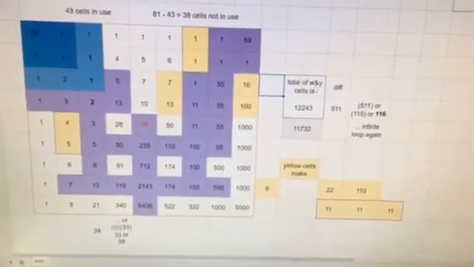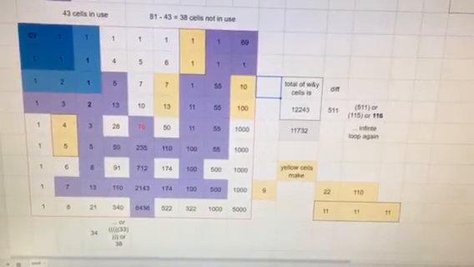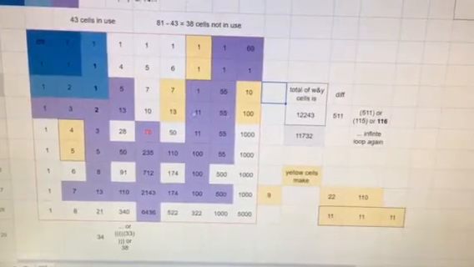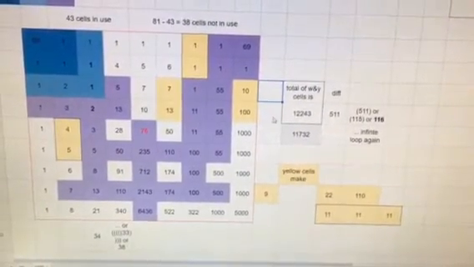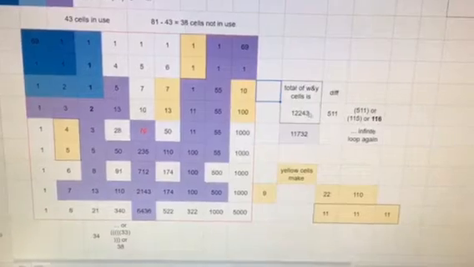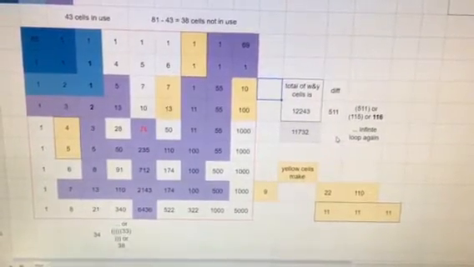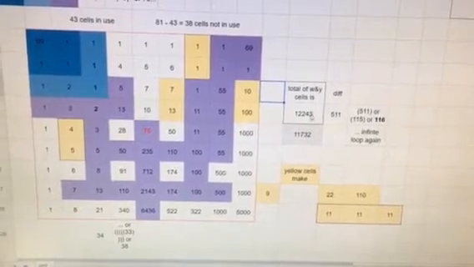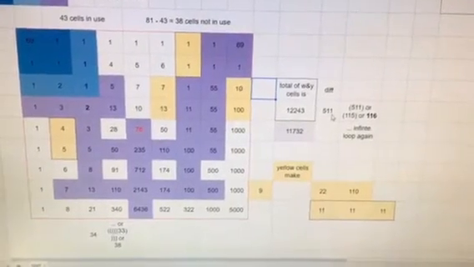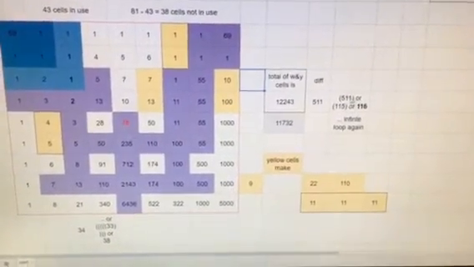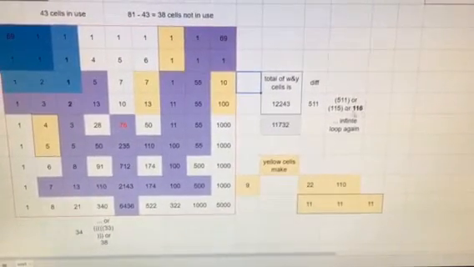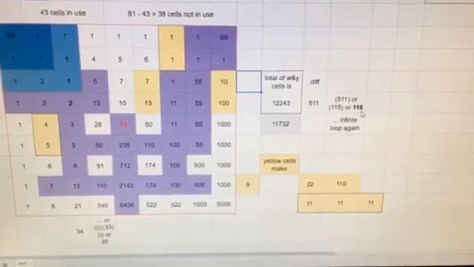Okay, so the total of white and yellow cells is 12,243. Now, I find that interesting. That's 38 cells. When I took this magic number and I subtracted this from this, I got 511 difference. Now, 511 as a new one would be a 115 read backwards, or a 116 when you plus 1 to get rid of the brackets.